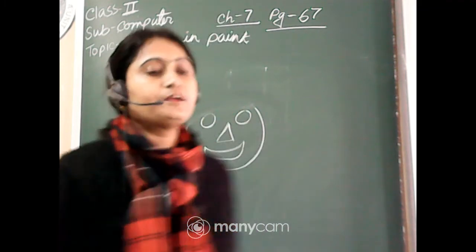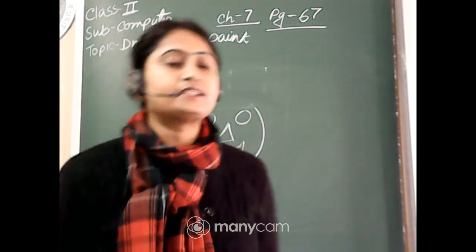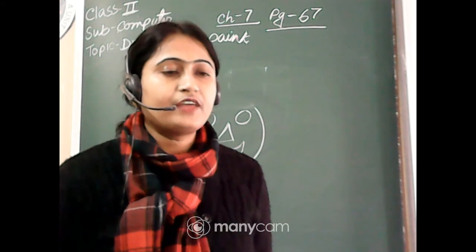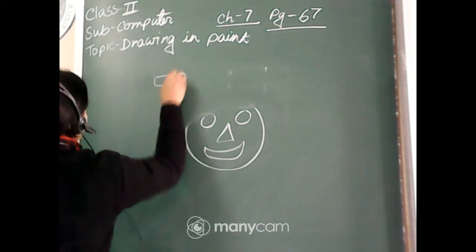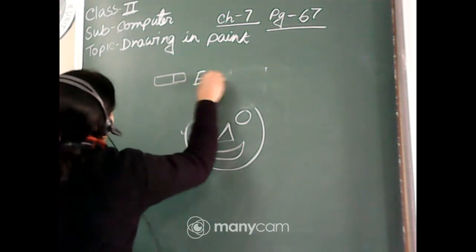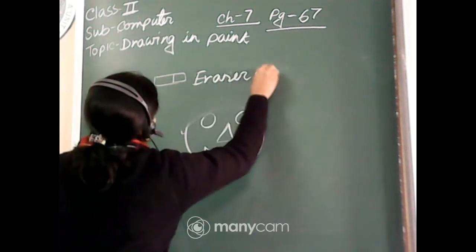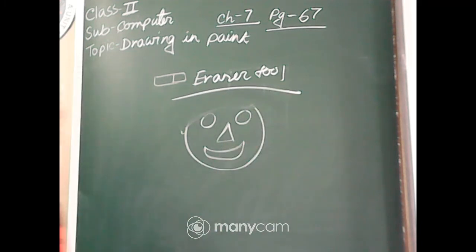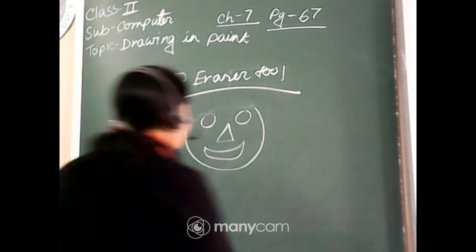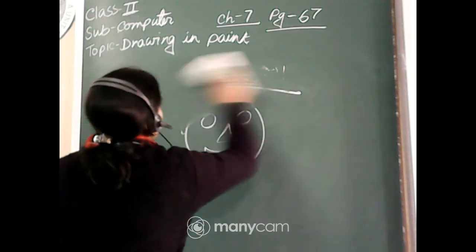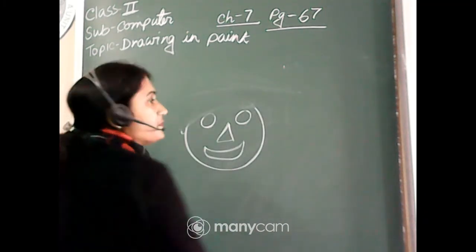Now under the Tools group there is another tool, the fill with color tool. This is the eraser tool I just discussed with you. Using the eraser tool you can erase the unwanted part of the drawing, the unwanted part of that object. This eraser tool is under the Tools group.